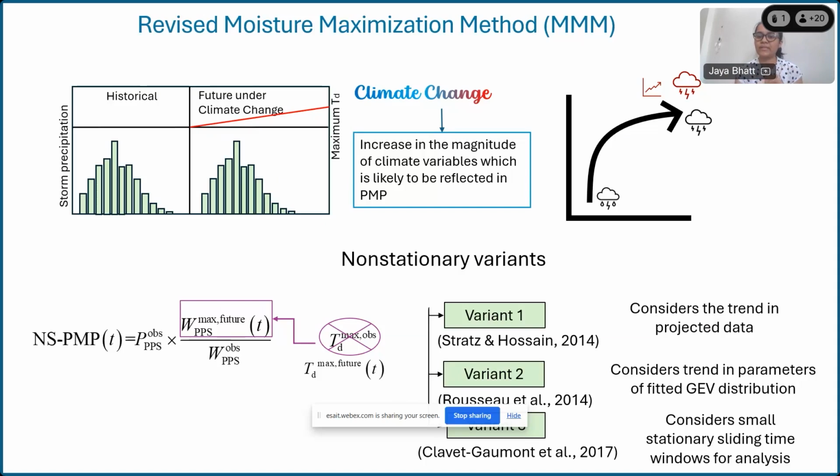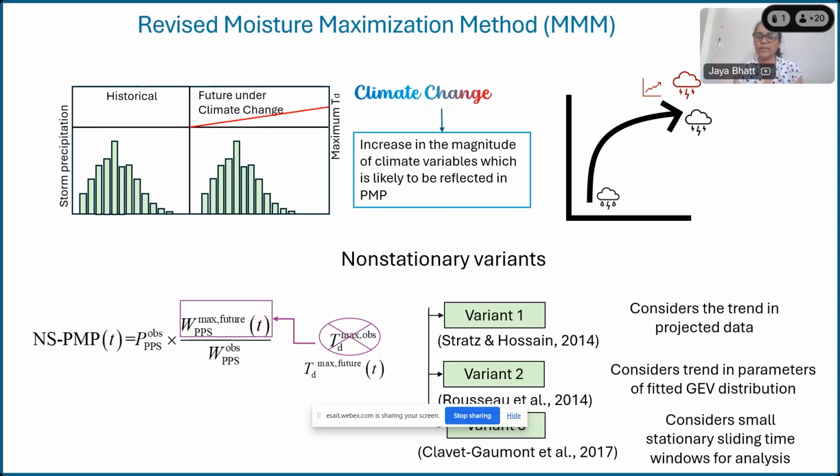The first variant is we simply look at the trend in the projected data of dew point temperature. Whatever trend we find, one can incorporate it into its maximum value, and that would be utilized further in the conventional method to estimate PMP. The other way is one could use a fitted statistical distribution and consider the trend not just in the data but in the parameters of the distribution. That is variant 2.